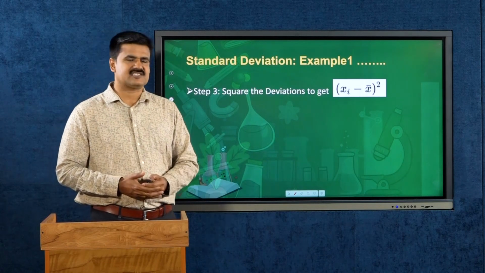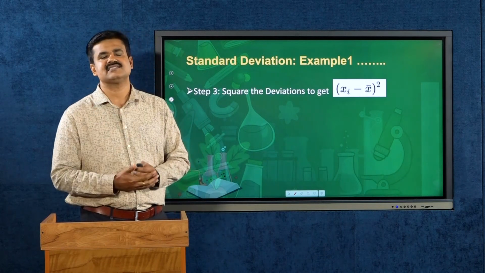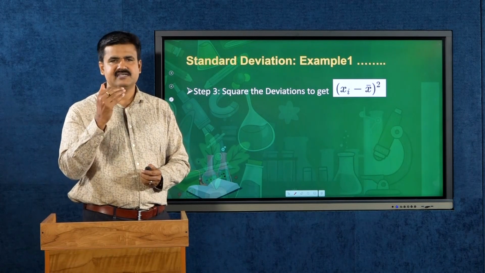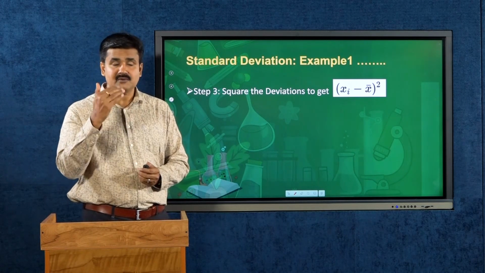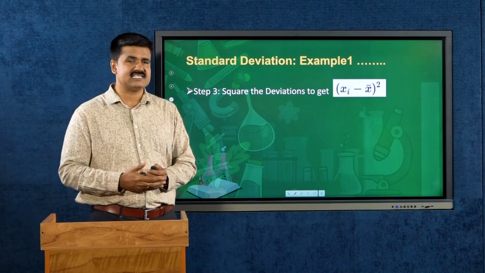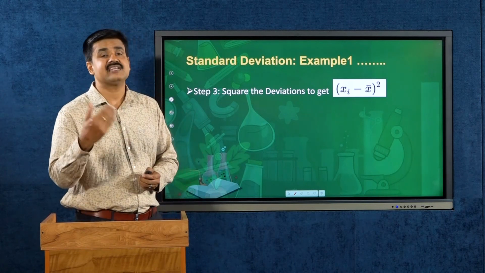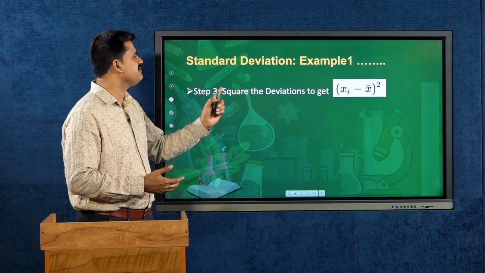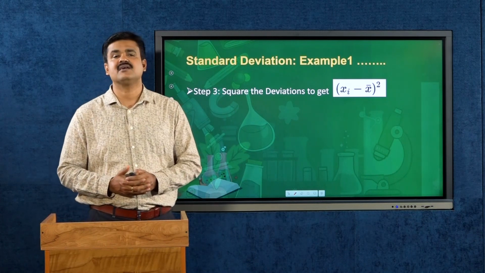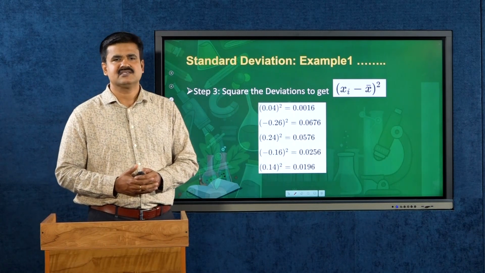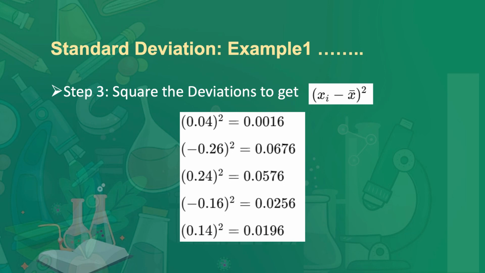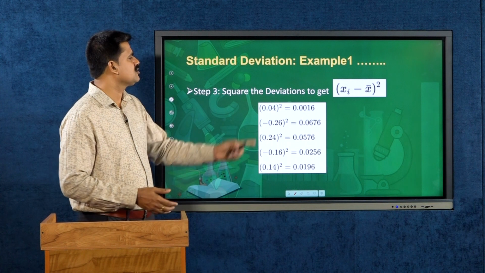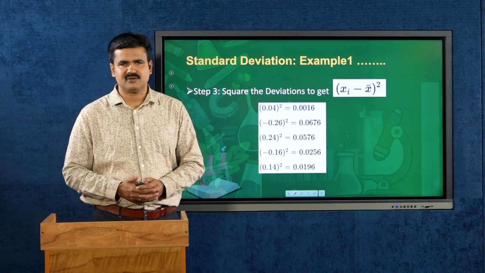In the next step, you have to square these deviations. You calculate the deviation in the second step, and you take the square in the third step. Square the deviations to get (xi minus x bar) whole squared. So, these are the squares of the deviations. The squares of the deviations are definitely positive quantities, because the square of a negative term is also a positive term. So, all these values are positive.